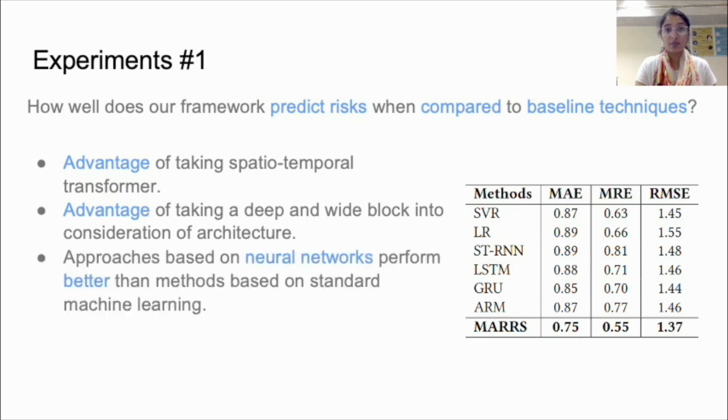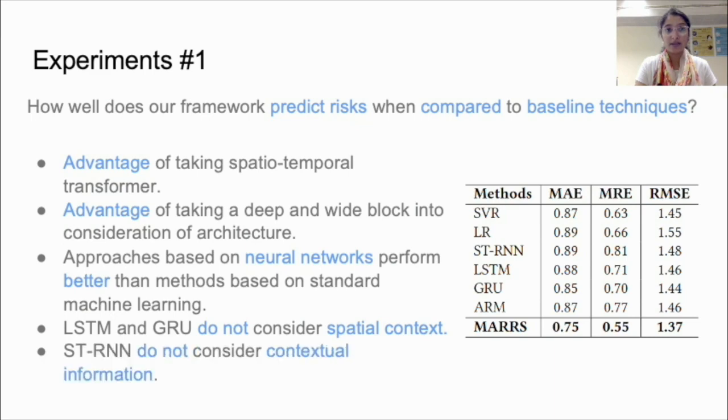And we can also observe from the table that neural networks perform better than the traditional machine learning methods like support vector regression and linear regression. We can also infer that LSTM and GRU do not consider spatial context, therefore their performance is less than our proposed framework. STRNN also does not consider the spatial information, whereas in our framework we are considering various spatial, temporal, recurrence, and external information, and therefore there may be an increase in accuracy.